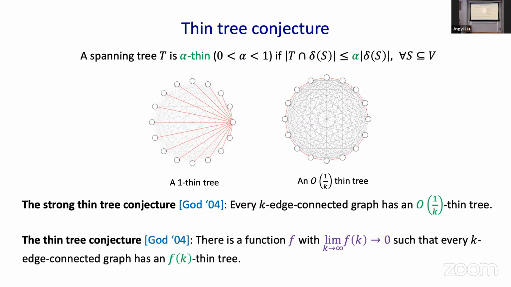And actually, what Goddyn conjectured was something much weaker, which is still open. So both of these are open. That there's just some function that goes to 0 as k grows, such that every k-edge connected graph has an f of k thin tree. So the strong version is just that the function is going to 0 as fast as possible, 1 over k. But in general, we would be happy with 1 over log k, whatever. Just something that goes to 0.